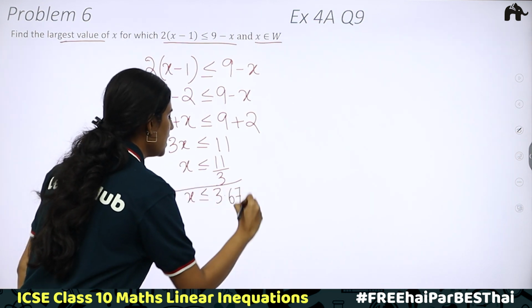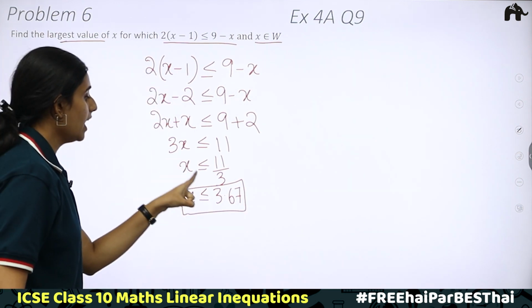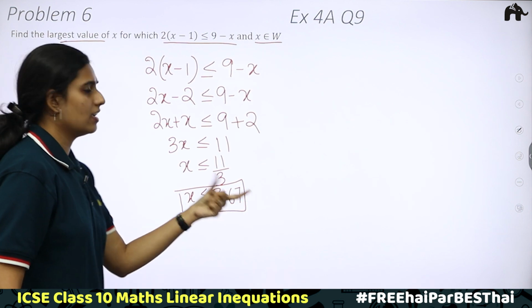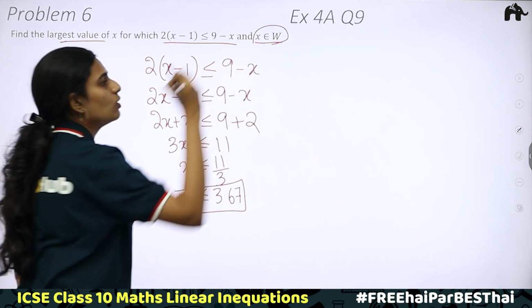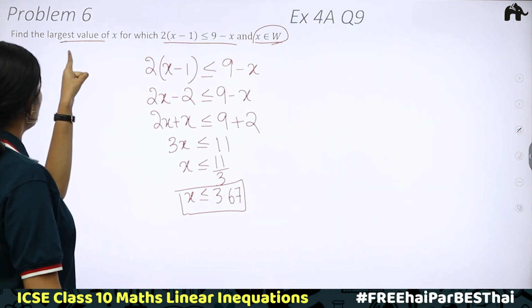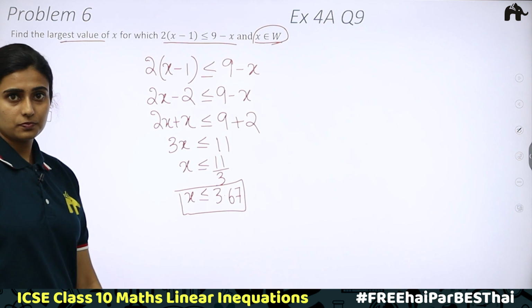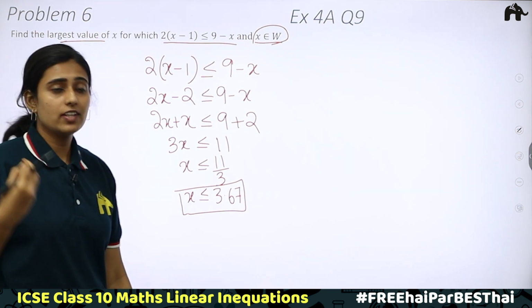Okay, this is our condition for x. x should be less than or equal to 3.67. Equal to is not possible because x is a whole number. x should be the largest value. We need to find the largest value of x.